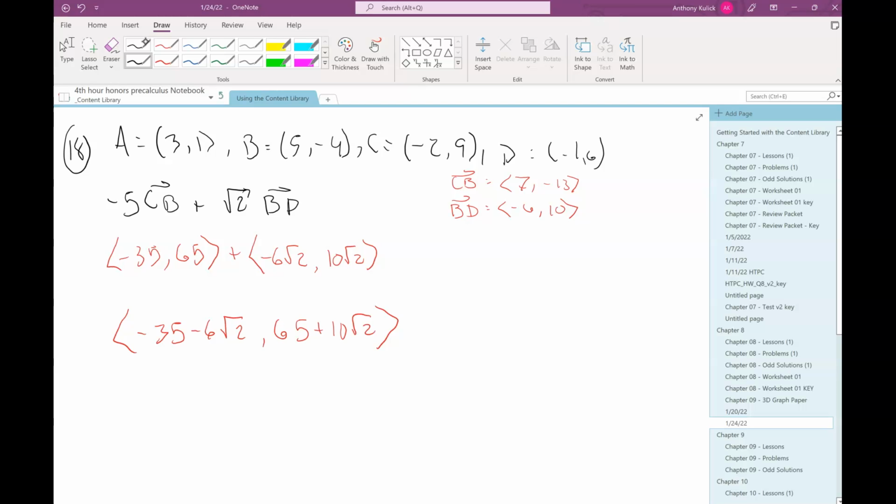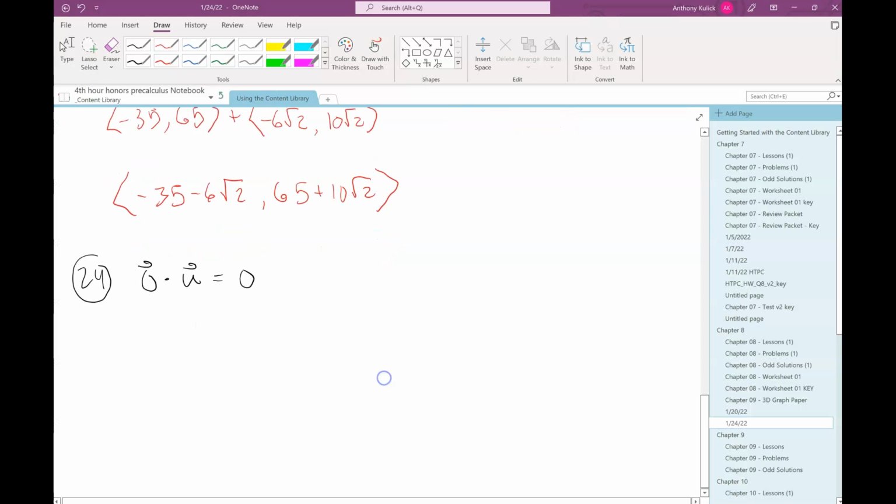Mackenzie? 24? Sure. So this is just asking us to prove the property. So we want to prove that 0 dot u is equal to 0.